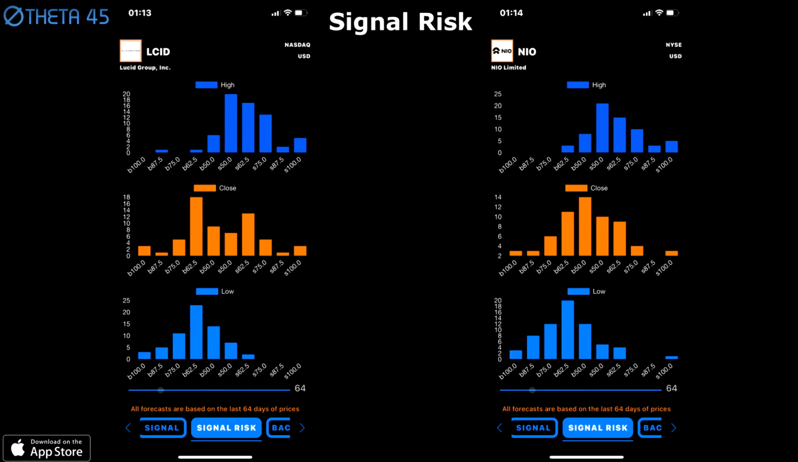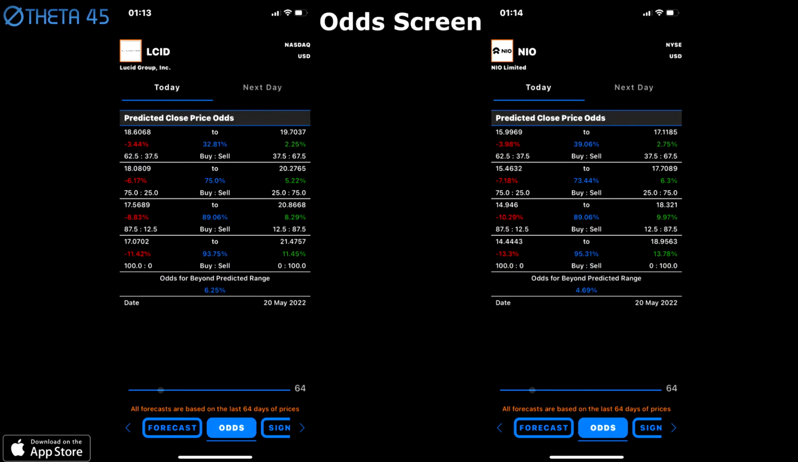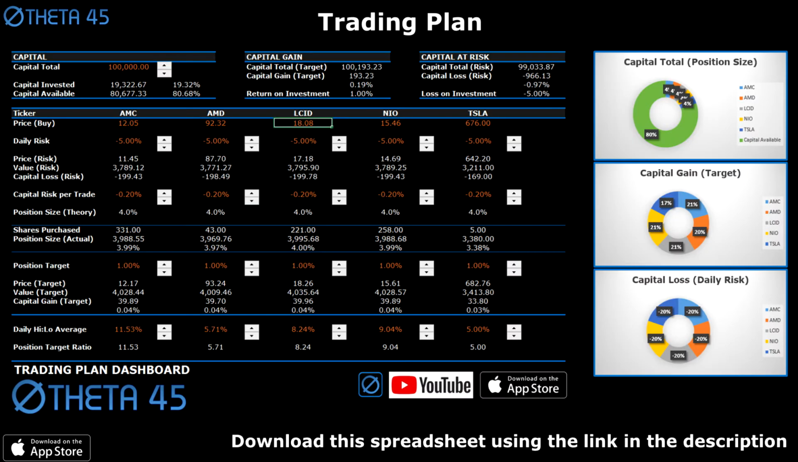For each stock, you want to select a buy score where there is no corresponding high price. You can use the odds screen to convert each buy score into a buy price. You now have a price to enter the market for each stock.